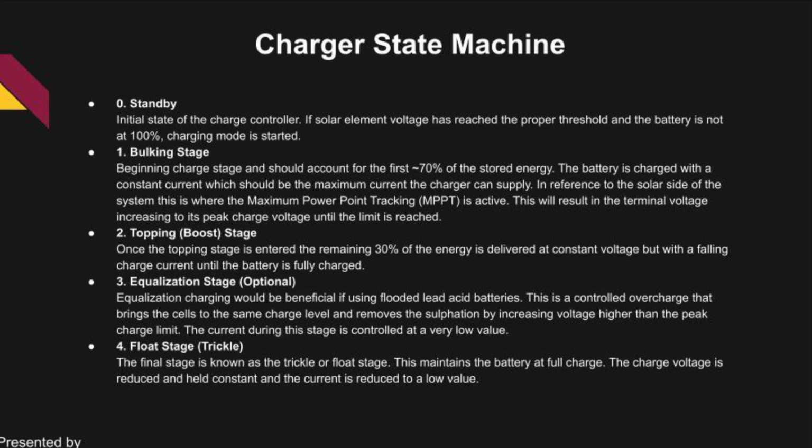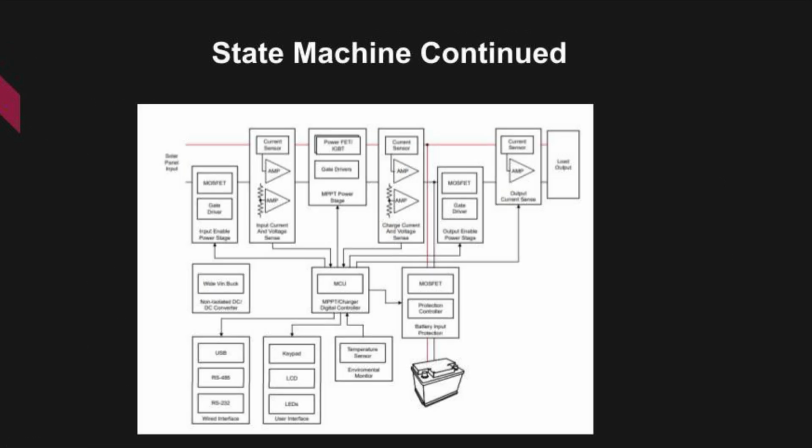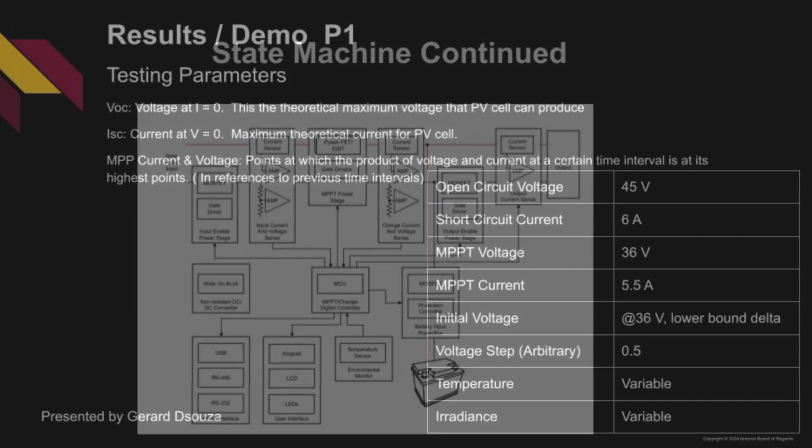Then we'll have an equalization stage. This is going to be beneficial to lead acid batteries, things that need to be controlled from being overcharged. And then a trickle charge, of course. Over time, as the battery depletes, you can recharge it up. And the last slide here is a block diagram of our state machine and how the behavior should be acting. Thank you so much.